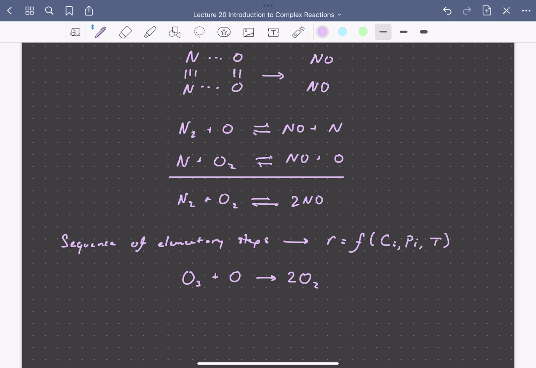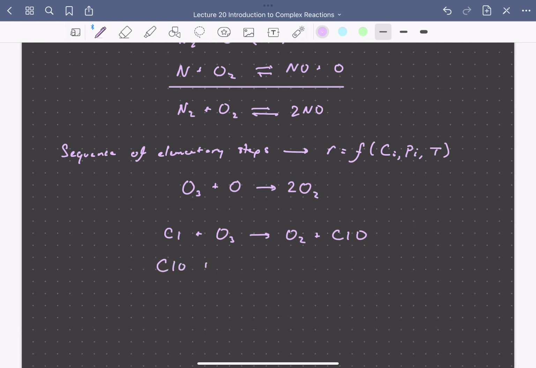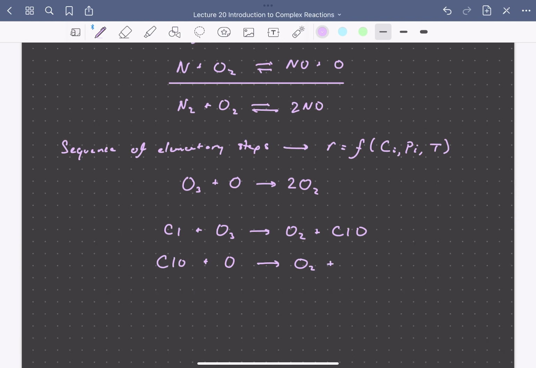So the sequence of elementary steps for the chlorine catalyzed route might be a chlorine atom reacting with O3 to produce O2 and ClO. That ClO can then react in a second step with an oxygen atom to form another O2 molecule and to regenerate that chlorine. So overall, the reaction stoichiometry is O3 plus O going to 2 molecules of O2.